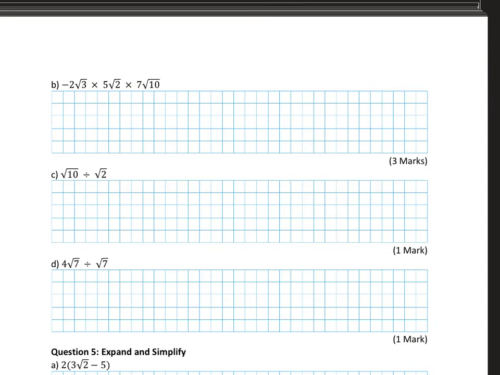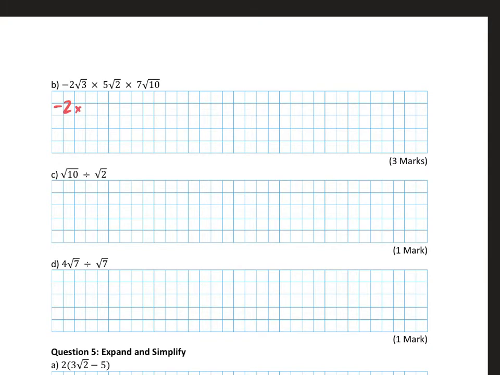Okay, let's remember order of multiplication does not matter. So we can multiply the numbers out the front first. Negative 2 times 5 times 7 times root 3 times root 2 times root 10. Negative 2 times 5 is negative 10, times 7 is negative 70. Root 3 times root 2 is root 6, times root 10 is root 60.